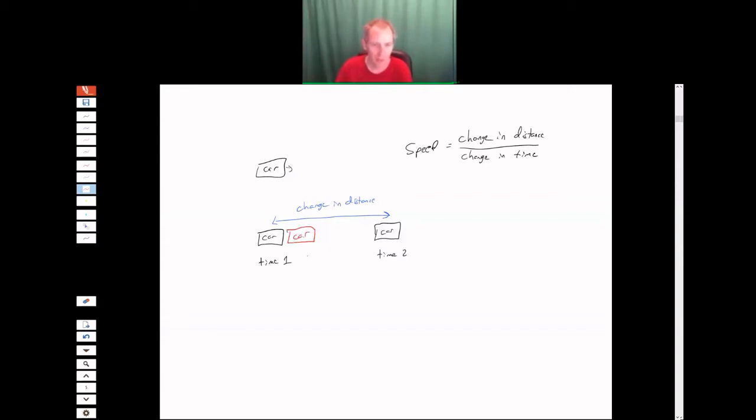And I have my car here, and I have this really short change in distance and a really short change in time. I could still figure out a speed. Now that would be averaged over a smaller length. It's still not my speed at a single instant, but I'm getting closer to it. And this is the idea we want to look at. What if I take smaller and smaller gaps?